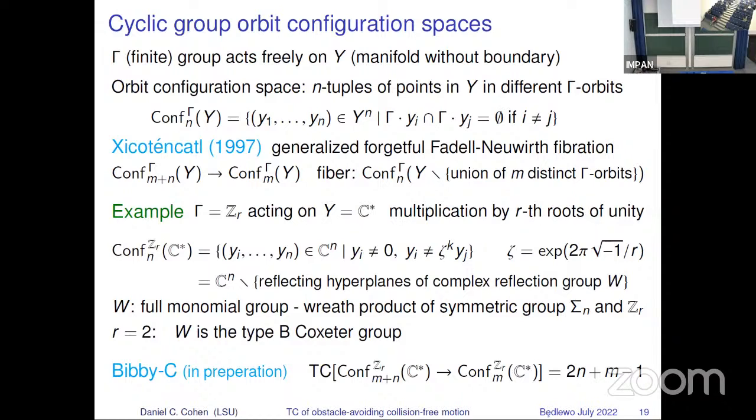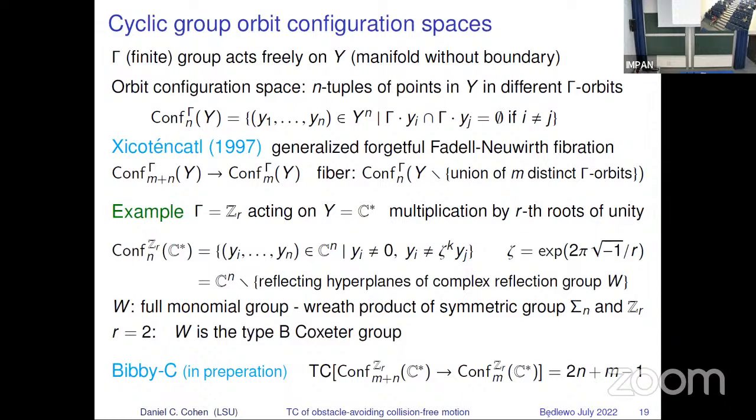Quite some time ago, in his thesis, Miguel Chico-Tencatell generalized the Fadell-Neuwirth fibration to this setting. So if you take an orbit configuration space with many points and forget some of the points, you have a fibration. The fiber here is now not configurations minus points, it's orbit configurations minus orbits of points.